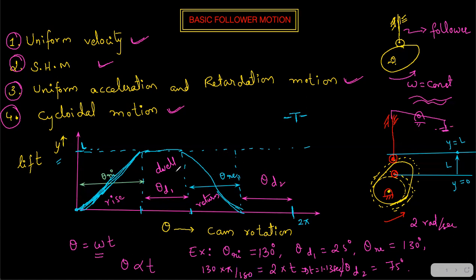For how much time is the valve in dwell period? Just check. Dwell one is 25. So 25 into pi by 180 divided by 2, because this is 2 radians per second, right? Same way you can substitute. And how much time is required for dwell?